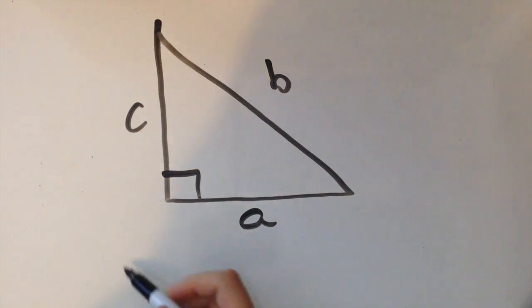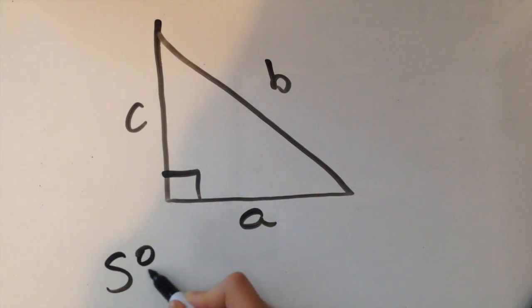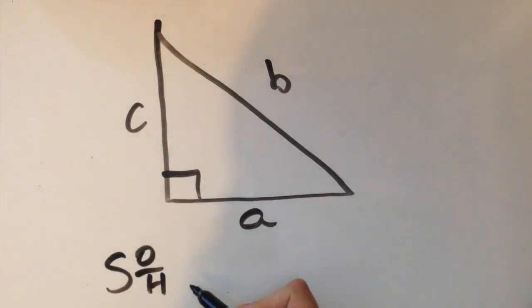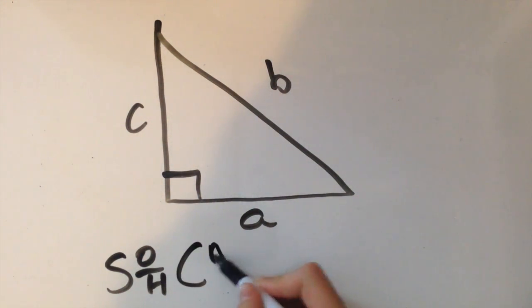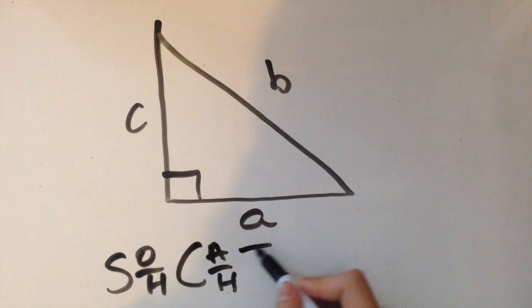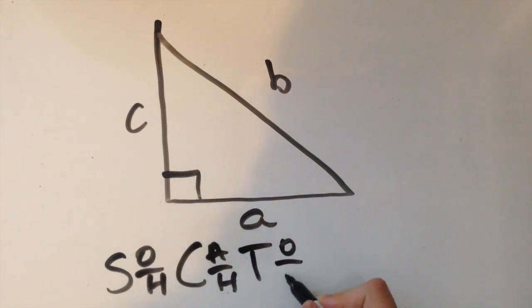SOHCAHTOA is sine, which is opposite over hypotenuse, cosine, which is adjacent over hypotenuse, and tangent, which is opposite over adjacent.